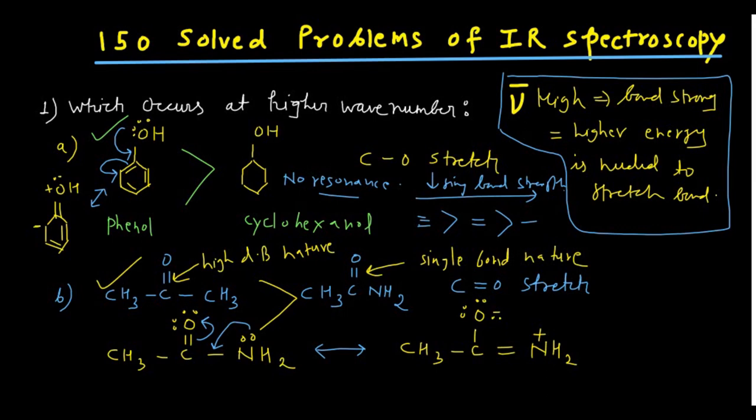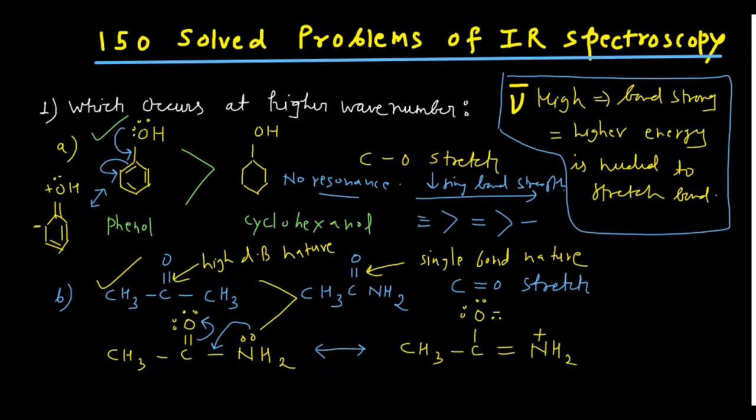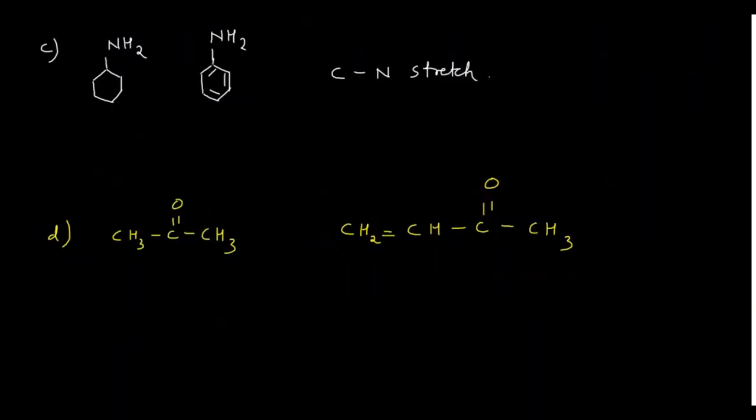Okay. Now moving to the next question. My next question is question number three, that is C. Here you can see two compounds are given. See, this problem is actually looking like the first problem, right? Cyclohexanol and phenol. Similarly, this is your cyclohexylamine and this is your aromatic compound aniline. And you have to tell whether this carbon nitrogen bond or this carbon nitrogen bond would occur at higher wave number. Okay, again you have to decide which one would occur at the higher wave number.